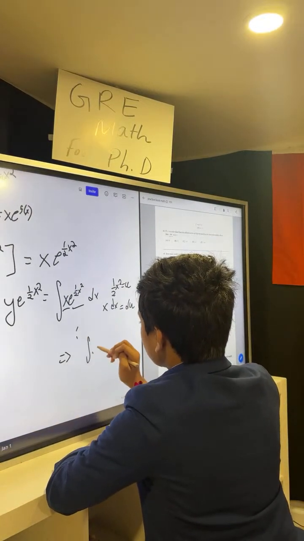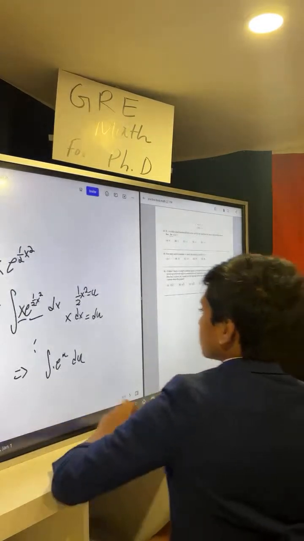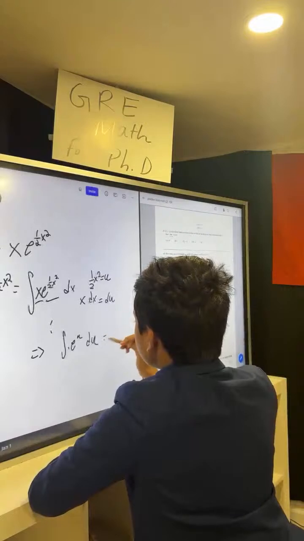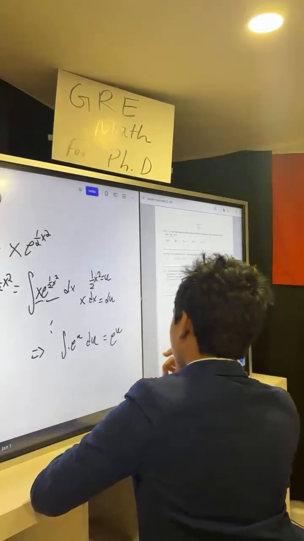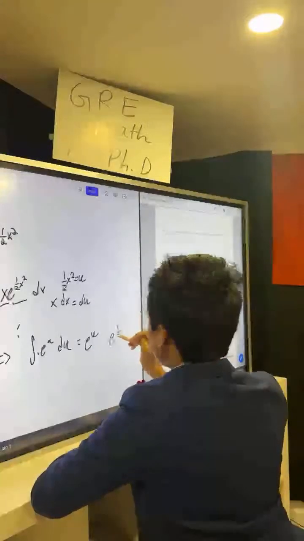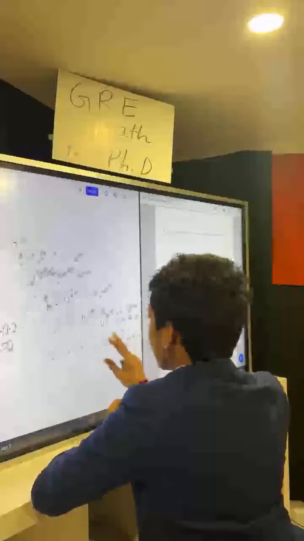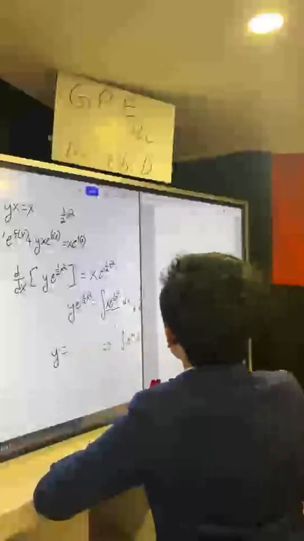We have the integral of e to the u du. Yeah, that's rad. So that's just equal to e to the u. Yeah. So that's just equal to e to the 1 half x squared. Okay. So that means y is equal to negative, y is equal to negative 1. Okay. So it's a constant function.